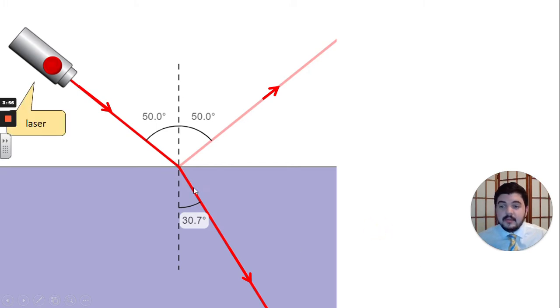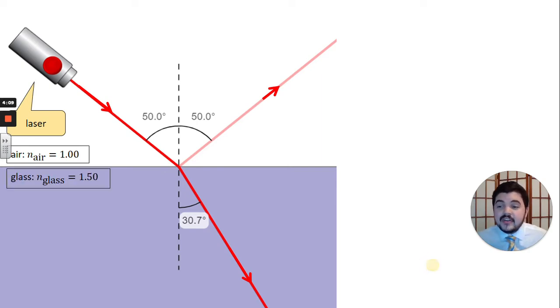So let's talk about it. We've got a laser up there, and the laser is being turned on in air. The index of refraction of air is 1.002 to three significant figures. It enters a glass boundary. That's what the purple zone is. It has a higher index of refraction of 1.50, so a higher optical density. The light slows down in the glass.